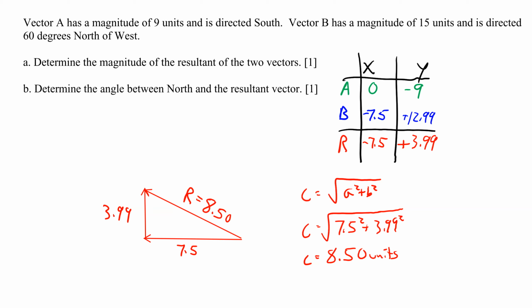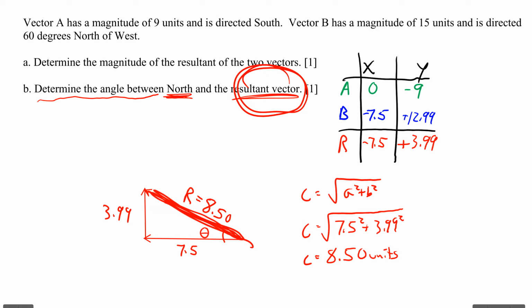So vectors, displacement vectors, or any type of vector needs magnitude, which we have, but also direction. And that's what part B says. It says, determine the angle between north and the resultant vector. If you found this angle here, that is wrong, because this is the resultant vector. So that's part of your angle.